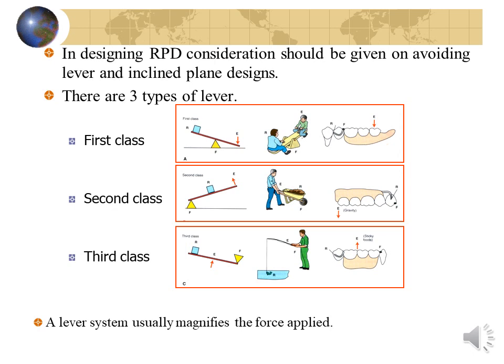In a third-order lever, the fulcrum is at one end, resistance is at the opposite end, and the effort is at the center. This type of lever doesn't occur in a removable partial denture.